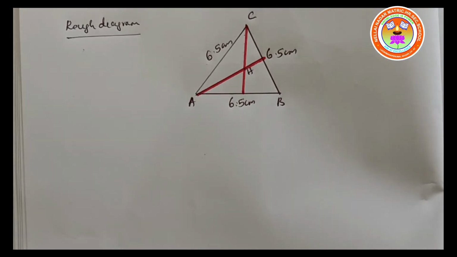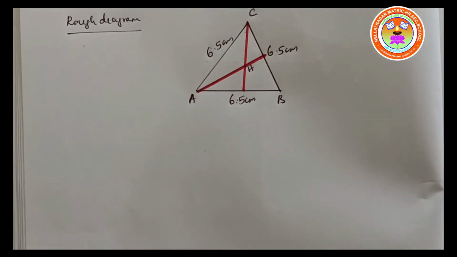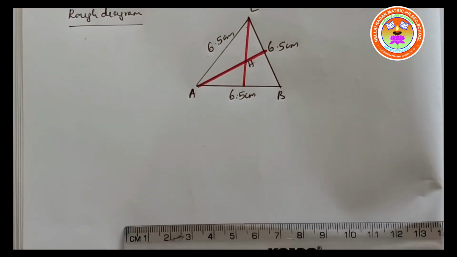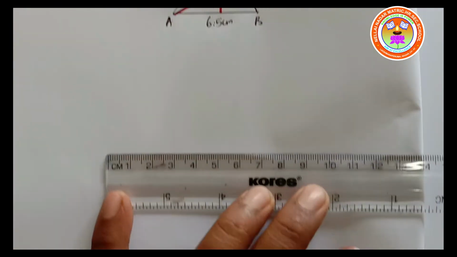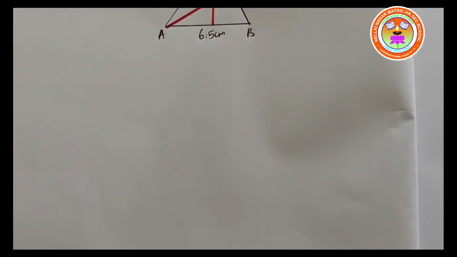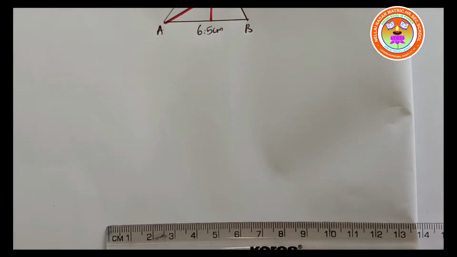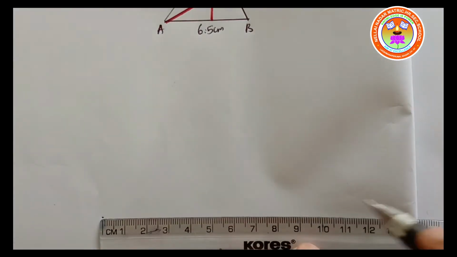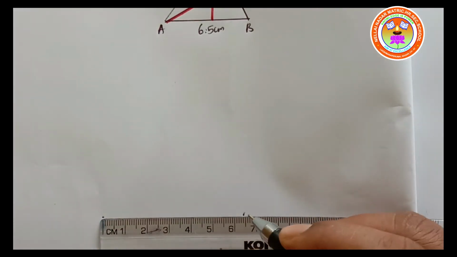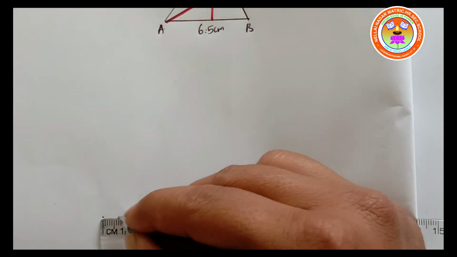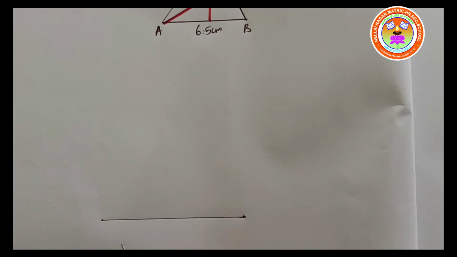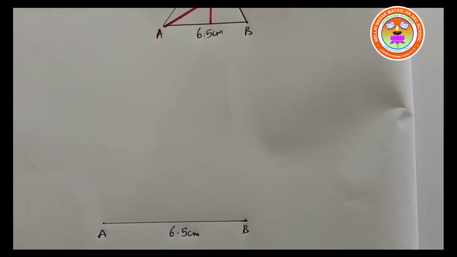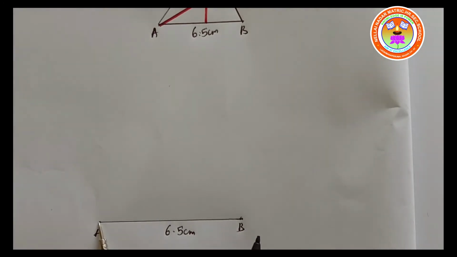First draw AB equal to how many centimeter? AB equal to 6.5 centimeter. Draw a line, AB equal to 6.5 centimeter. It's clear, children? Now with the help of compass you are going to measure AB, 6.5 centimeter.